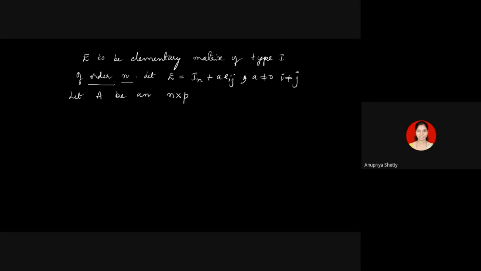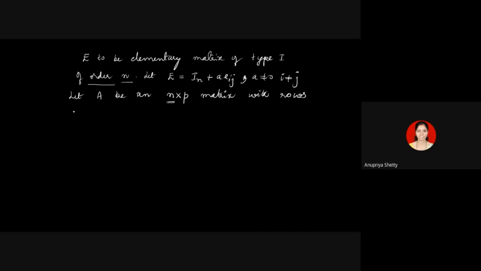Next, I'm going to multiply E with A, so E is multiplied on the left of A. And you know what is the condition for matrix multiplication? The number of columns in E should be equal to the number of rows in A. And what is the number of columns in E? It is a square matrix, so the number of rows and number of columns is n. So I should see that A has n rows, and this number p could be anything. So n has to be the order of E. So choose A to be an n by p matrix with rows.